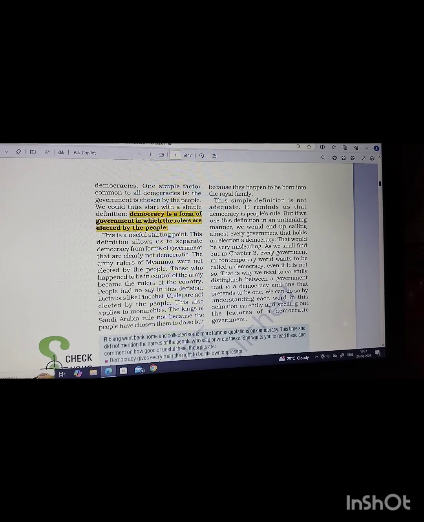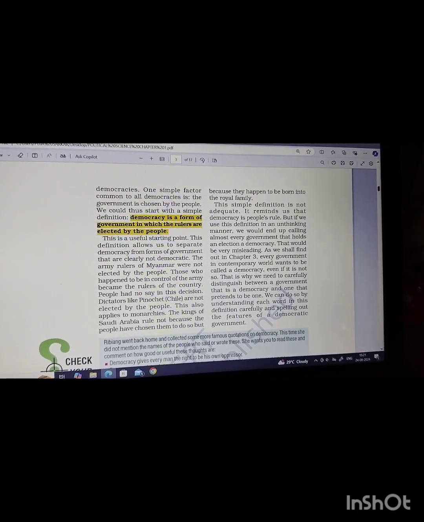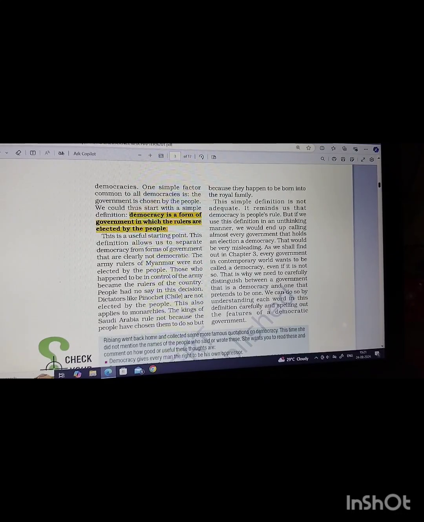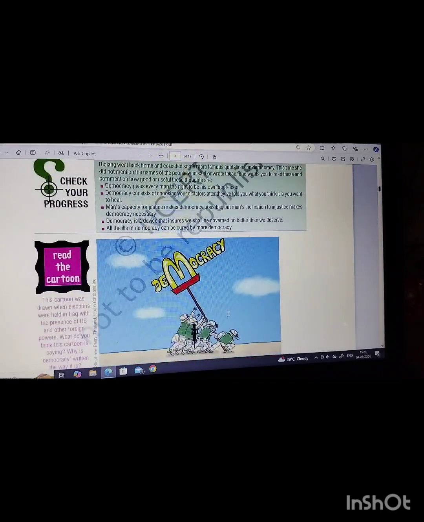This simple definition is not adequate. It reminds us that democracy is people's rule. But if we use this definition in an unthinking manner, we would end up calling almost every government that holds an election a democracy. That would be very misleading. As we shall find out in chapter 3, every government in the contemporary world wants to be called a democracy, even if it is not so. That is why we need to carefully distinguish between a government that is a democracy and one that pretends to be one. We can do so by understanding each word in this definition carefully and spelling out the features of a democratic government.